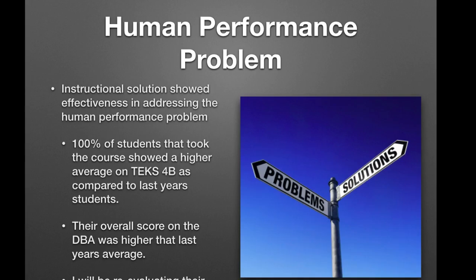In reference to the human performance problem, I believe the instructional solution was effective in addressing the problem. 100% of my students that actually completed this online learning had a higher than average on Test 4B for their DBA as compared to last year's EOC scores. Keep in mind, again, these 2 tests were the same exam. So the overall average on the test was higher than last year's test.